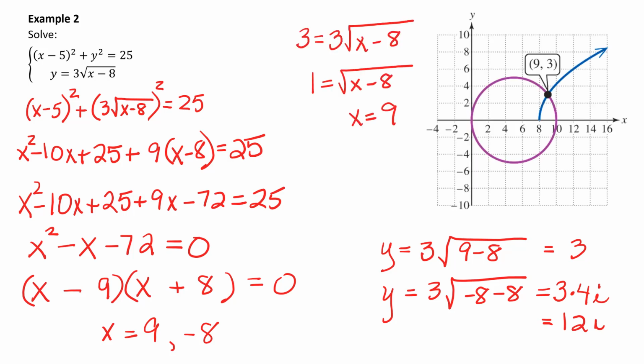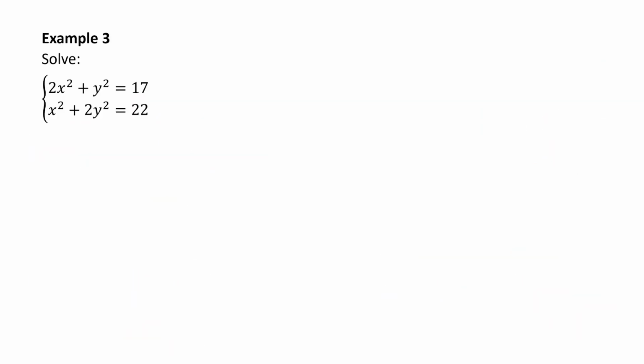So here is a picture of that graph. You've got the circle, and then you have that half parabola. Okay, this one, again, these are nonlinear, but this time they both have x² terms. So we can use elimination in this case.